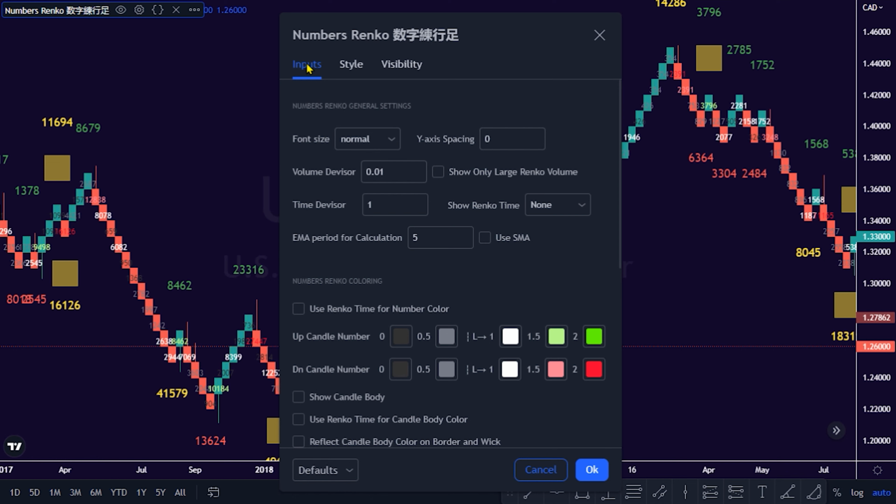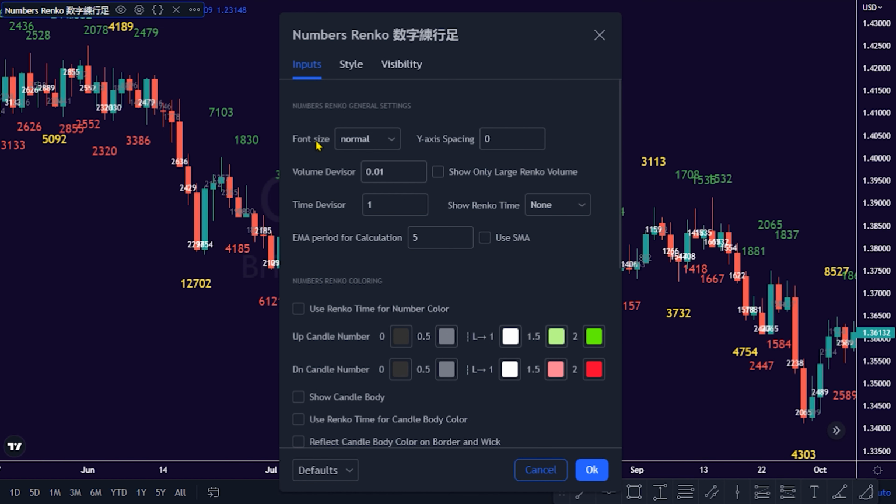Under the Input settings, there's the font size. This is used to make a good-looking volume number. The volume divisor, you can set 100. When volume is 0.056, then 0.056 is multiplied by 100, which is equal to 5.6. 6 is plotted in the box. Decimals are rounded off.